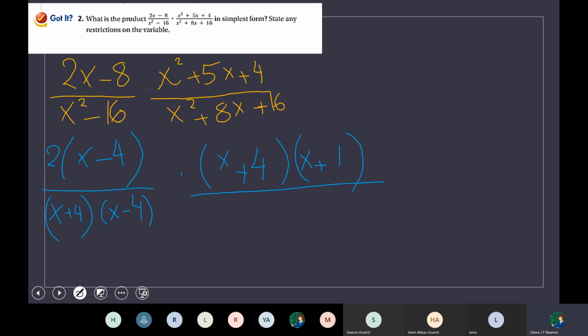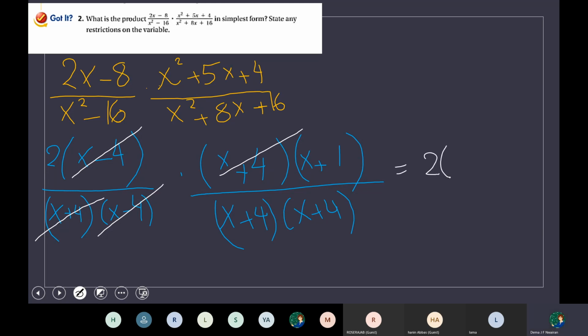Rose, yes, Rose. x squared plus 8x plus 16 is x plus 4 times x plus 4. Thank you. Now, after that, I will check if I can simplify. x plus 4, x plus 4; x minus 4, x minus 4. Just that. So it will be 2.